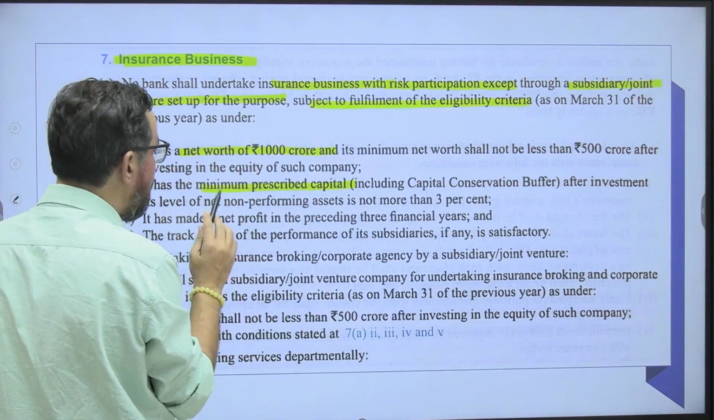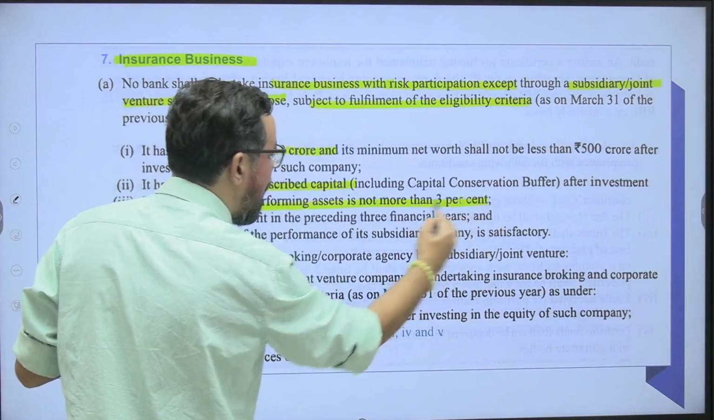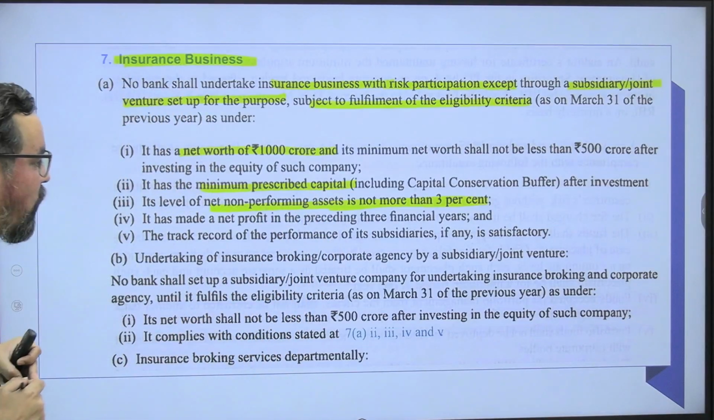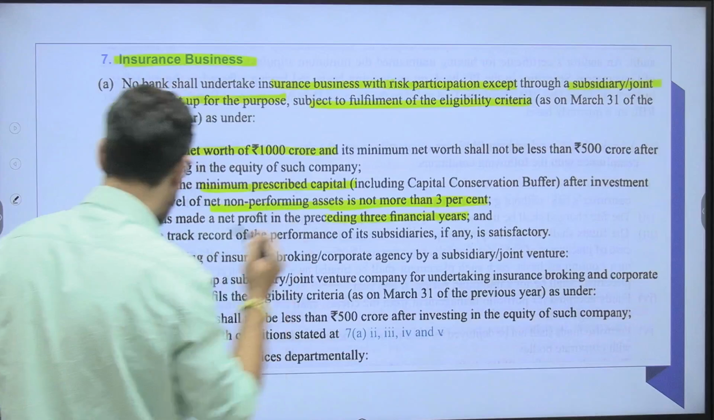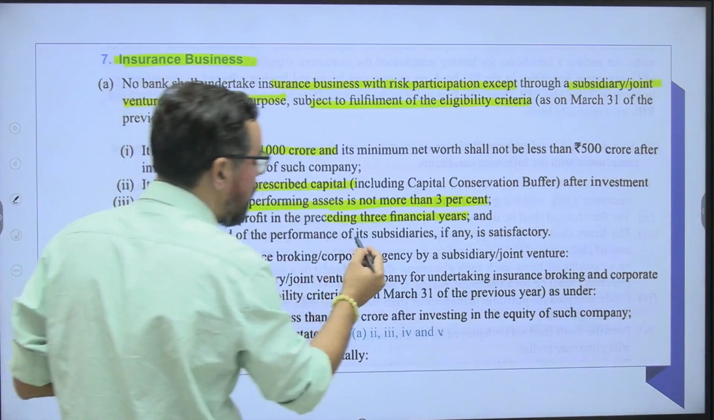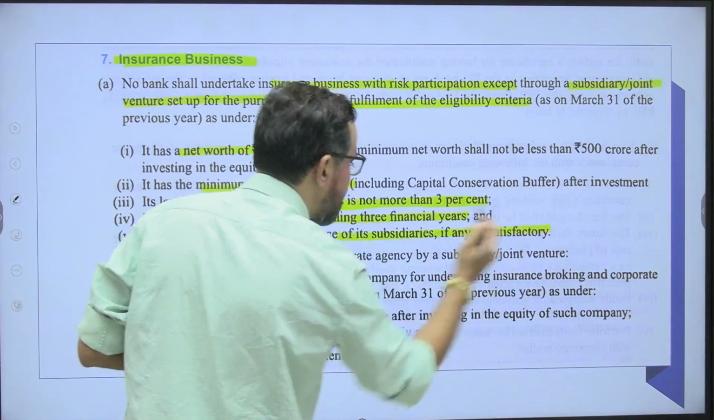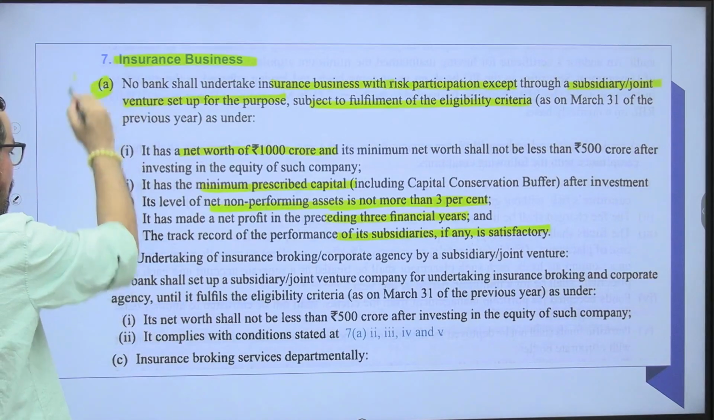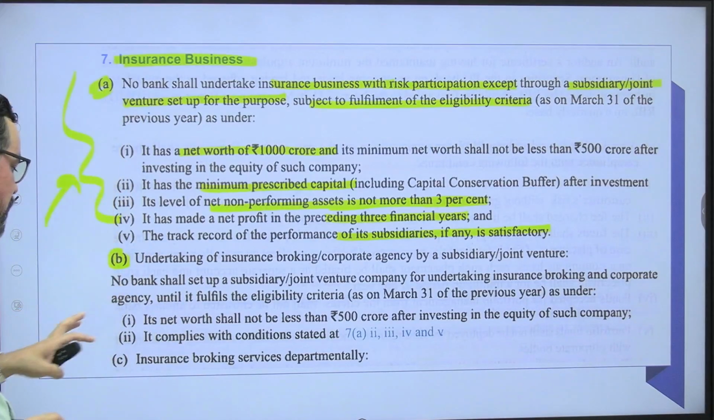Its level of non-performing assets is not more than 3%. It has made a net profit in the preceding 3 years. The track record of the performance of its subsidiaries, if any, is satisfactory. So our question was generally based on these particular statements.